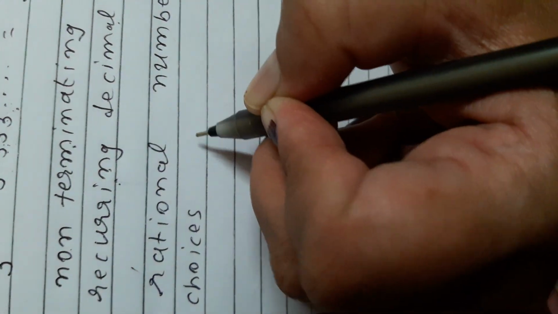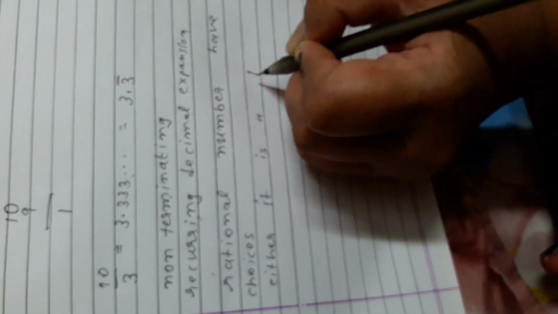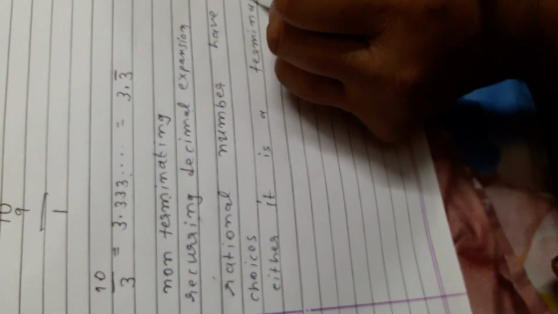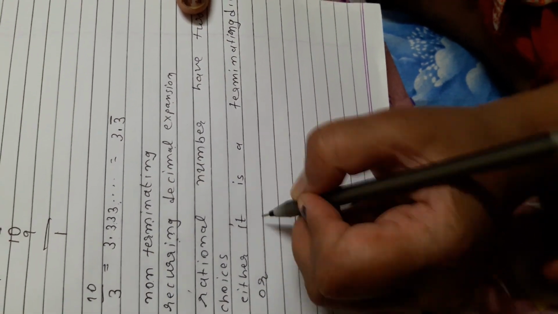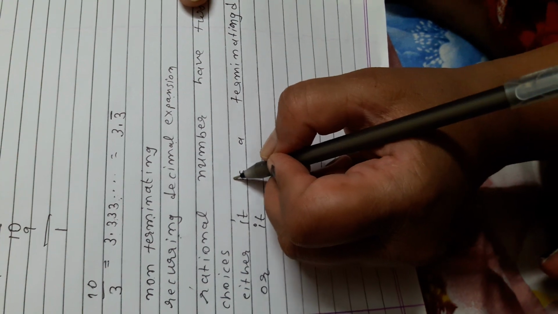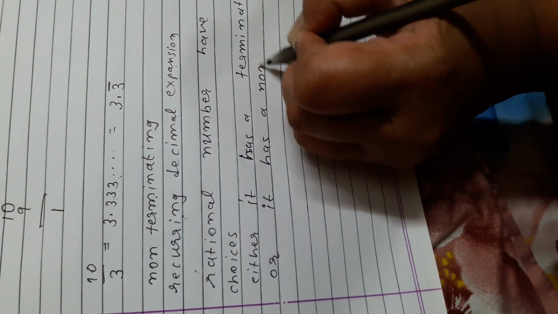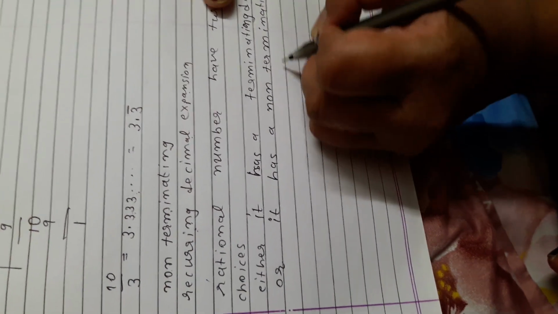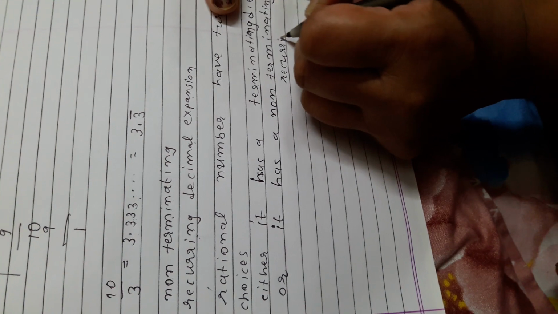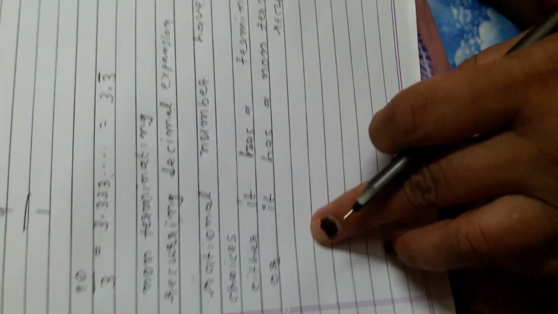So therefore a rational number has two choices, either it has a terminating decimal expansion, or it has a non-terminating recurring decimal expansion.